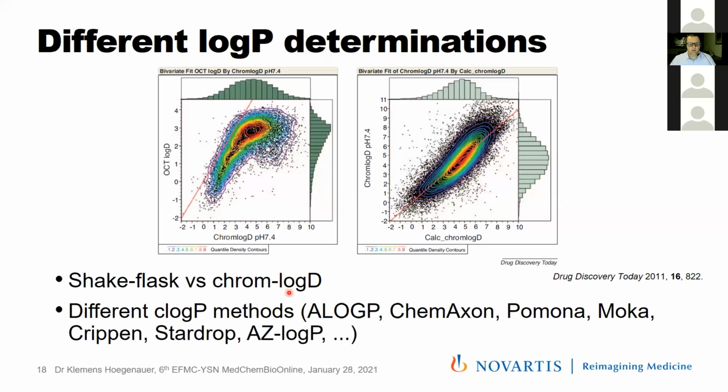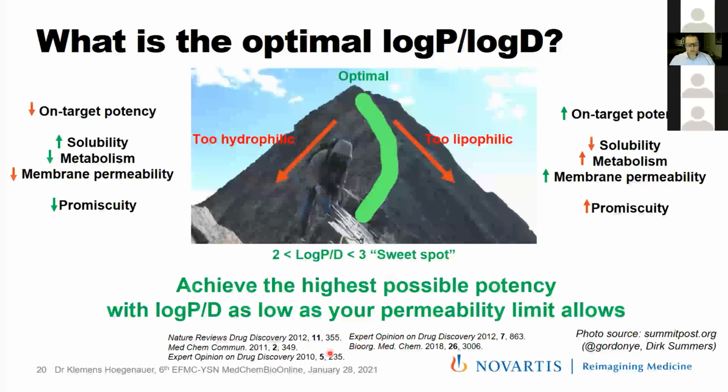So what is the optimal logP or logD? There are many publications which I outlined below. Again, all the publications can be found in the handout. No need to take screenshots. There is a so-called sweet spot between logP 2 and 3. So this is a long-term goal to stay in that area. However, I would argue that sometimes you can even get lower.